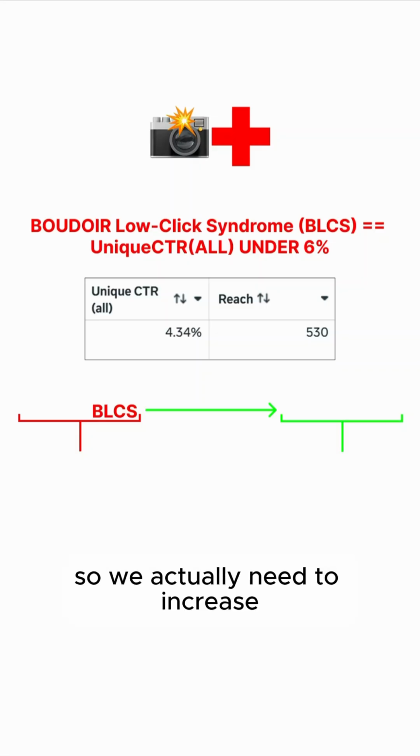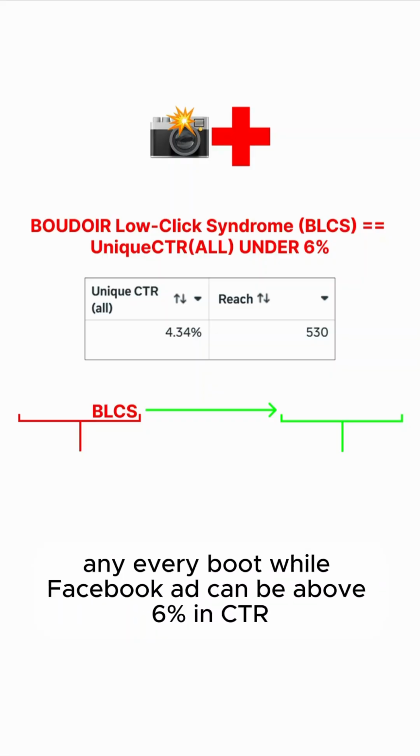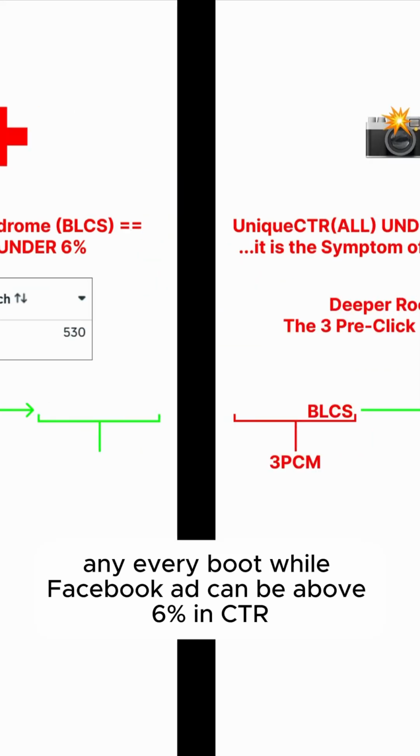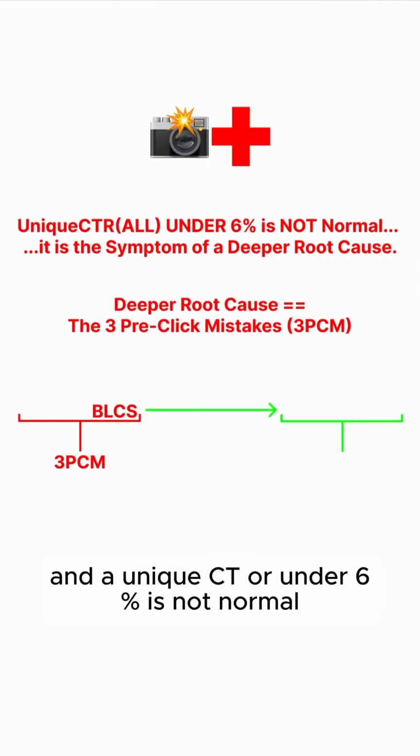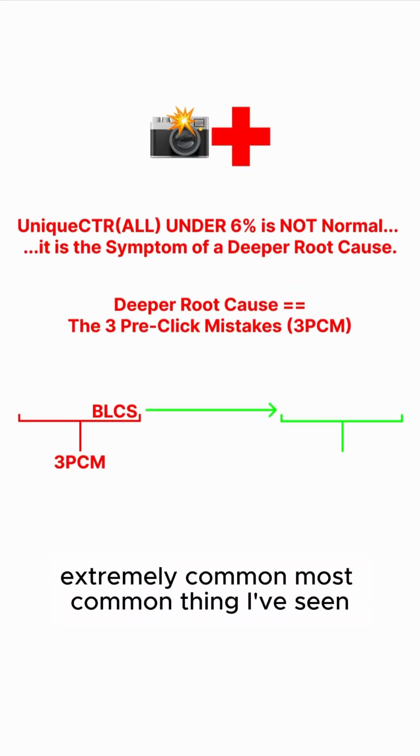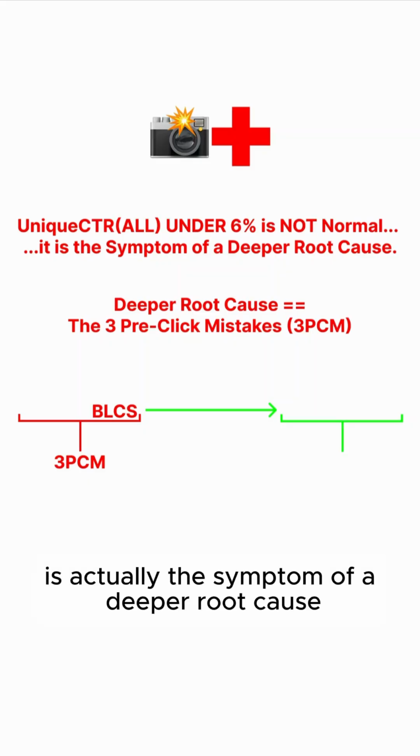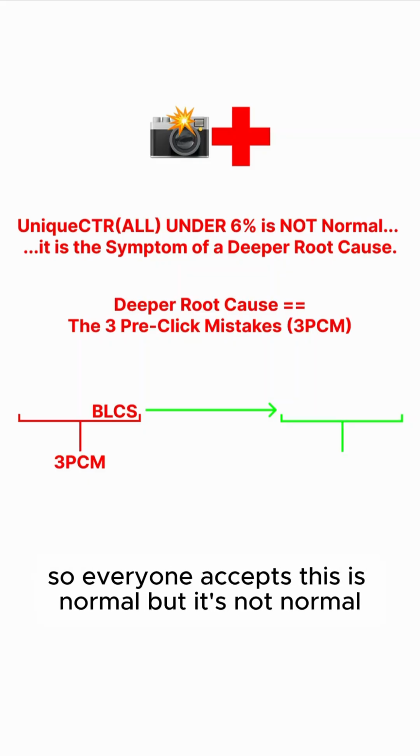So we actually need to increase this number as high as possible. But 6% is the minimum. Anything below 6%, we got a big problem. Every Boudoir Facebook ad can be above 6% unique CTR, and a unique CTR under 6% is not normal. Extremely common, most common thing I've seen, but it's not normal. It's actually the symptom of a deeper root cause. So everyone accepts this as normal, but it's not normal.